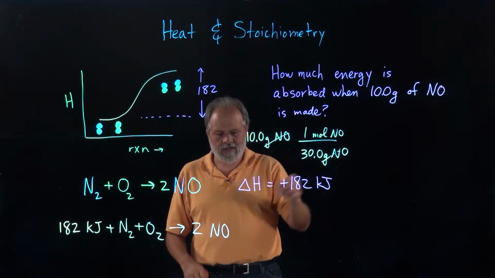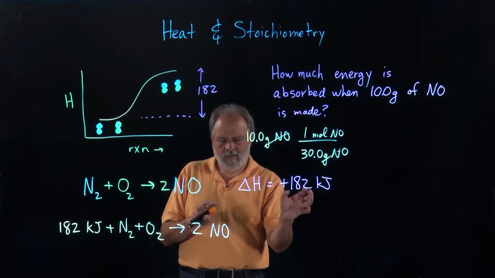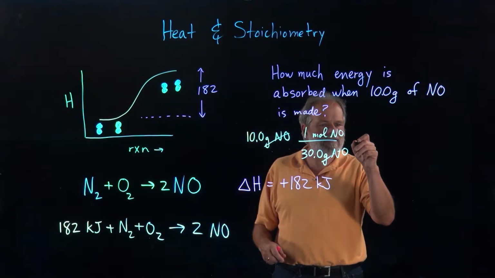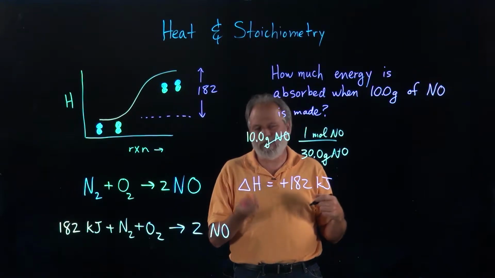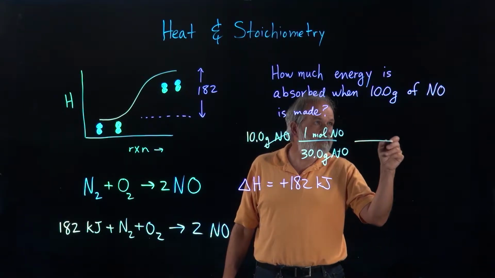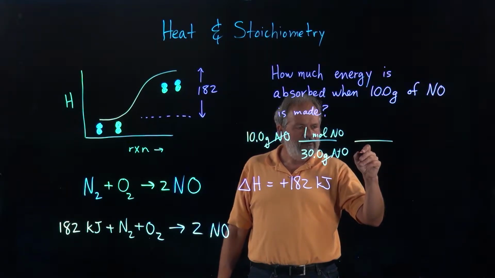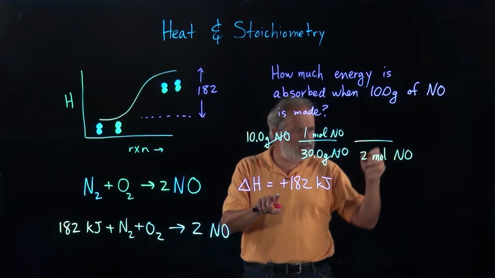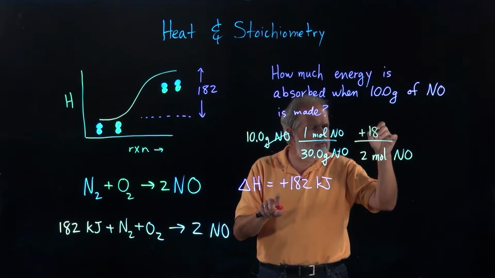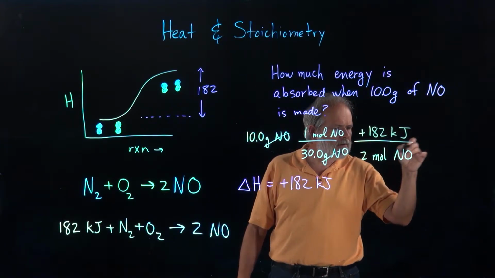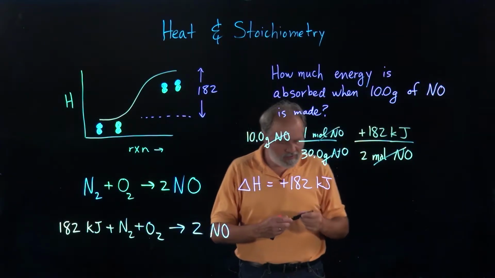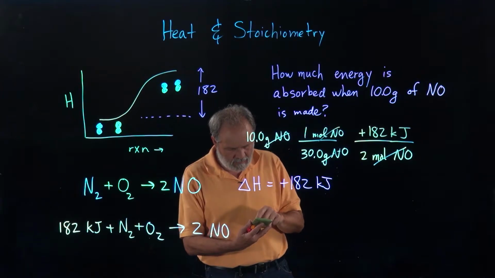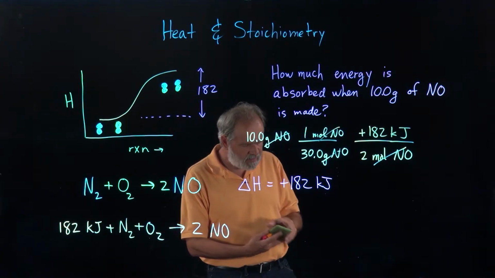Now we have NO here, so we're going to say 182 positive is equal to 2 moles of NO. So that's the next step. Basically this first step says, hey, we have 1/3 of a mole of NO being made, if it's 10 grams being made, and then 2 moles of NO is equal to positive 182 kilojoules. So basically 1/3 of 182 is the answer, 60.7.